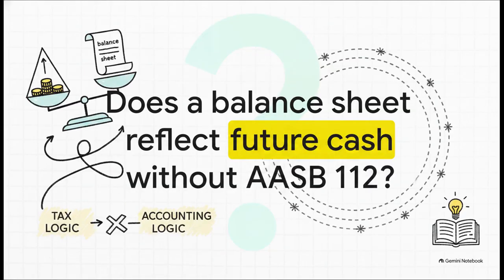Which brings us to a final, pretty provocative question to leave you with today. Since tax logic differs so fundamentally from accounting logic, does a balance sheet truly reflect future cash flows without the adjustments of ASB 112? Well, the answer is a resounding no. Without recognizing deferred tax, a balance sheet would be completely blind to the future tax bills and tax savings embedded in its current assets and liabilities. ASB 112 is what brings financial reality to the balance sheet, ensuring that no matter how differently the two rulebooks operate, the ultimate economic impact on the company is captured today.